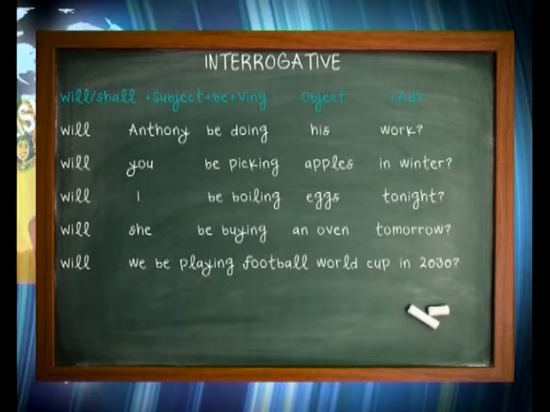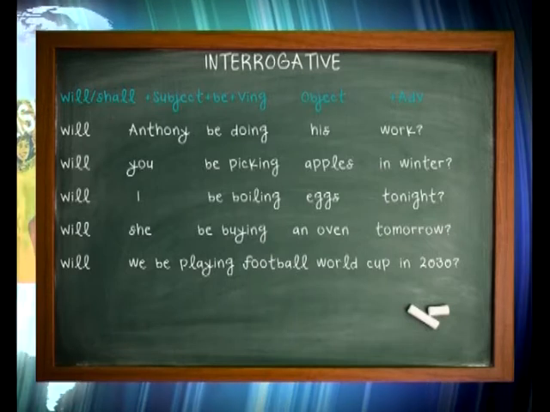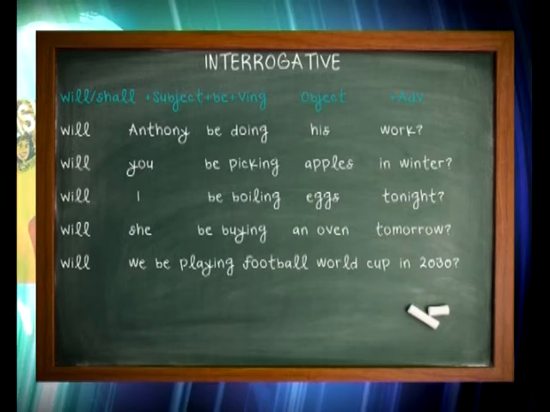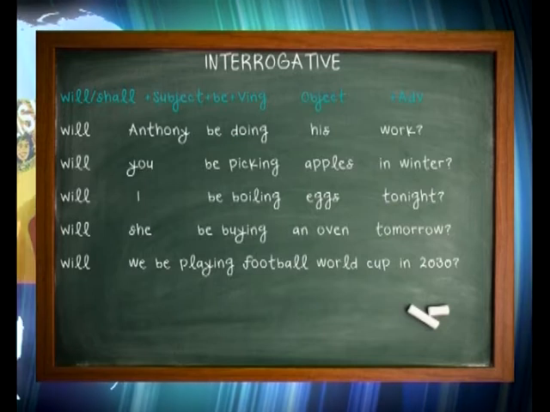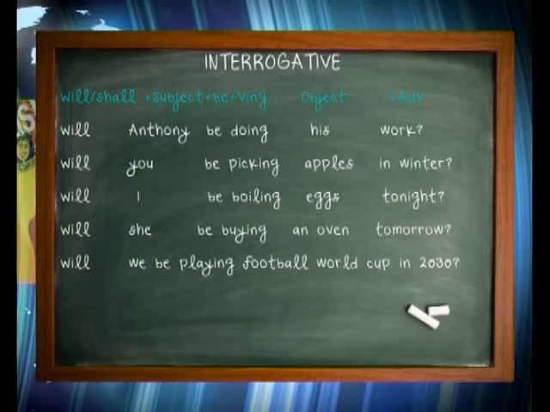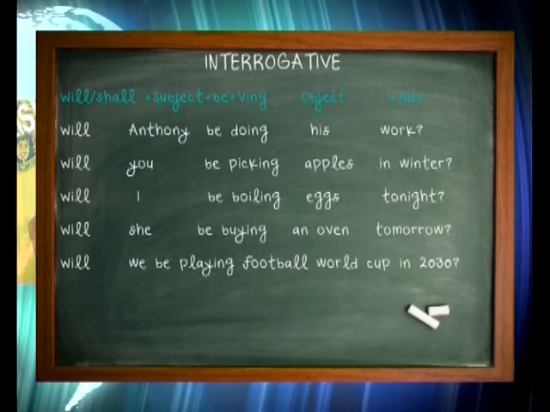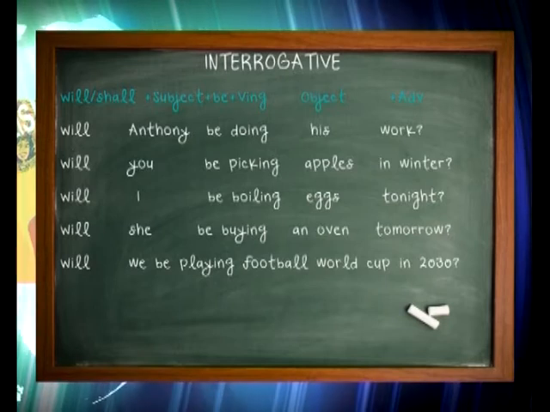Question form. So I should repeat the formula. It's will or shall in the beginning in the question form. Will or shall in the beginning, then the subject with be, and then the verb with the ing form, and in the end the object if required. And one thing is missing. The adverb? No, the question mark.